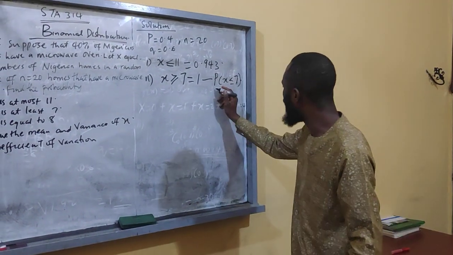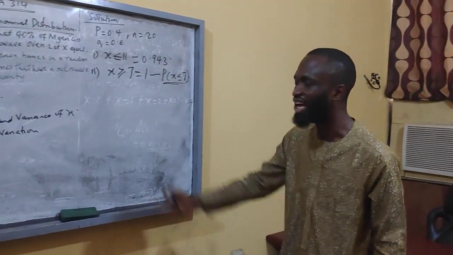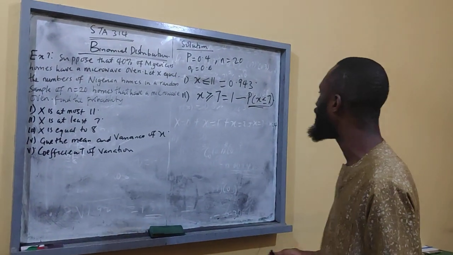That is, I can find the probability of S less than or equal to 7 from the table. Then I subtract it from 1. Then I will get my answer.